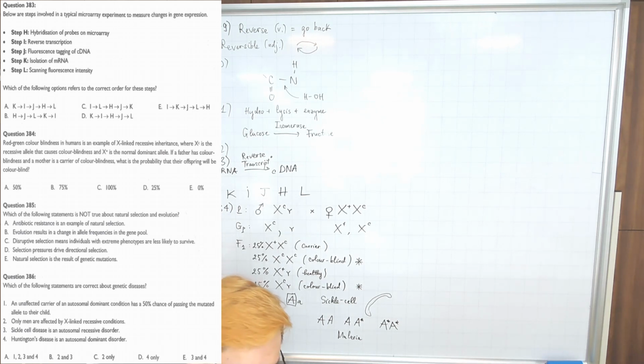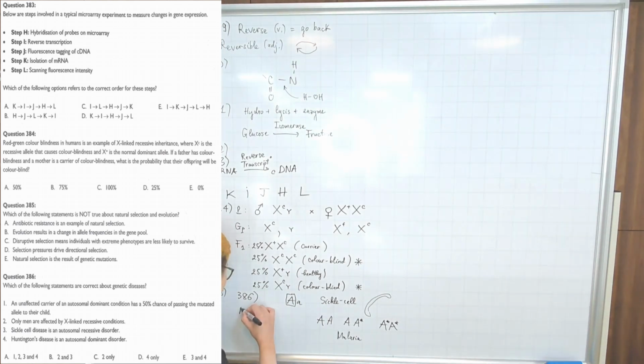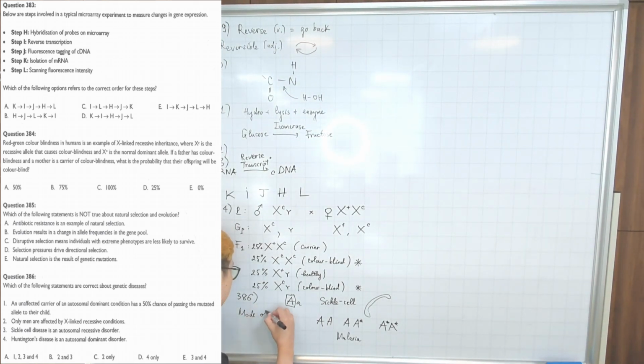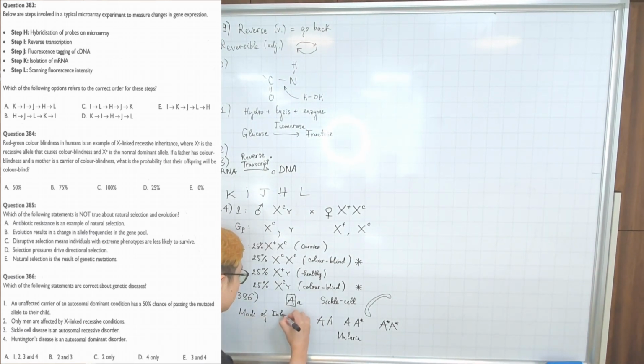So, check Huntington disease mode of inheritance. Check this one. Mode of inheritance.